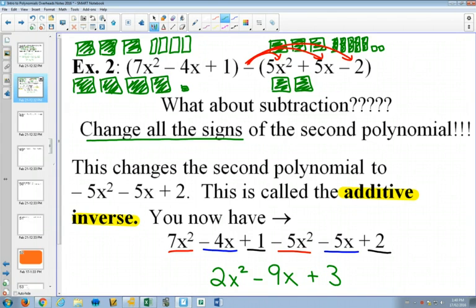So if we have brackets and we are subtracting in front of the brackets, that subtracting sign goes to each one. You've got to subtract the 5, subtract this 5, and subtract that negative 2. And what's going to happen is you're going to change all of the signs in that second polynomial to figure it out.